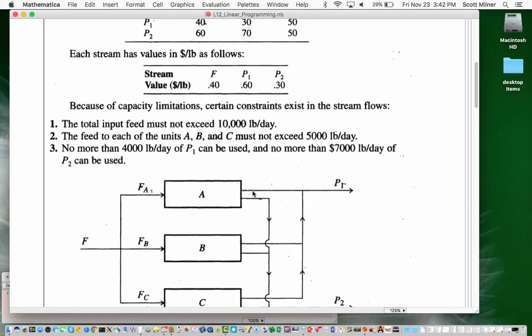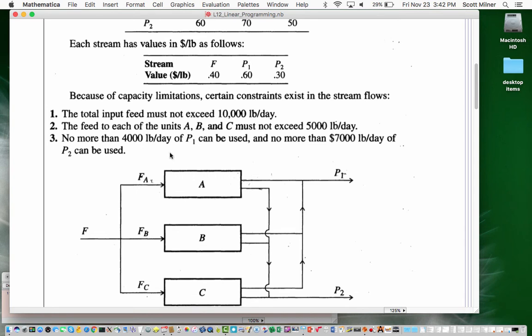Also, because of marketing limitations, let's say, we can't sell more than 4,000 pounds a day of P1, and we can't sell more than, that's a typo there, that dollar sign, more than 7,000 pounds a day of P2.